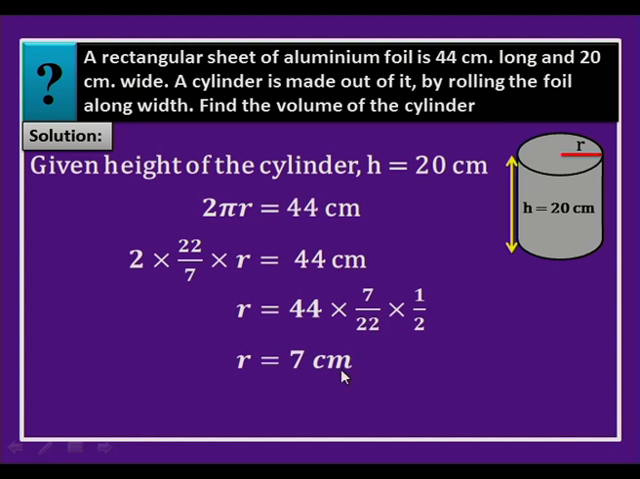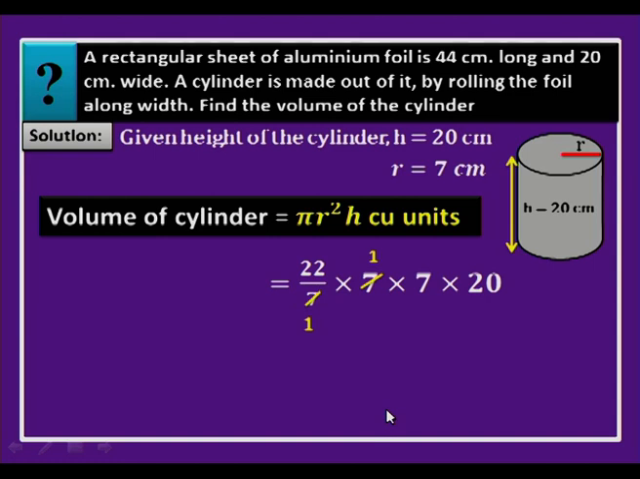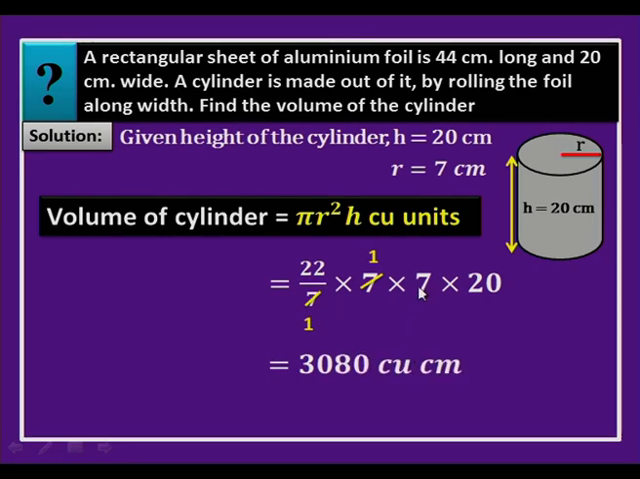Now, you know the radius as well as the height, children. Now, what is the formula to find volume of cylinder, children? Yes, it is pi r square h cubic units. Now, let us substitute the values. Pi is 22 by 7, r is 7. So, r square is 7 into 7, into height 20. So, here we will simplify. 7 goes one time and again here also it goes one time. What is left, children, now? Yes, 22 into 7 into 20, which gives 3080 cubic centimeters.